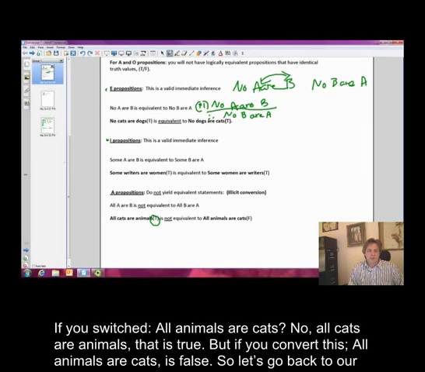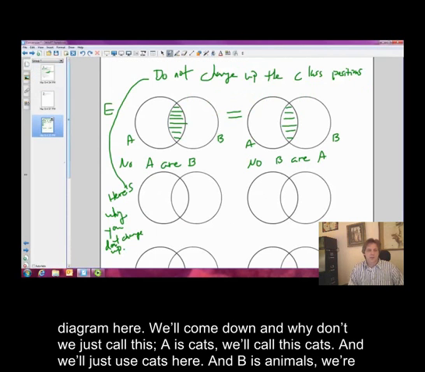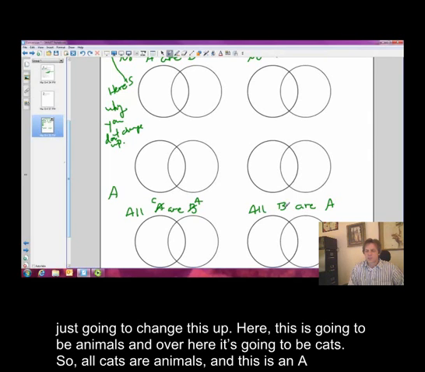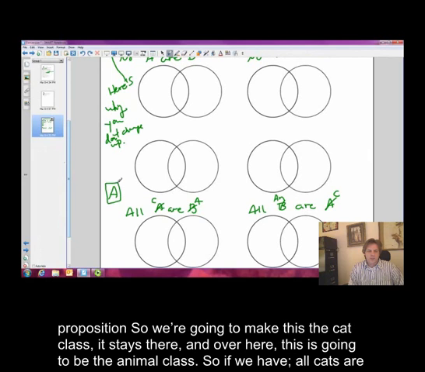So let's go back to our diagram here. We'll come down, and why don't we just call this A is cats. We'll call this cats, okay? And we'll just use cats here. And B is animals. Okay, we're just going to change this up. Here, this is going to be animals, and over here, it's going to be cats. So all cats are animals, and this is an A proposition. So we're going to make this the cat class, right? It stays there, and over here, this is going to be the animal class.